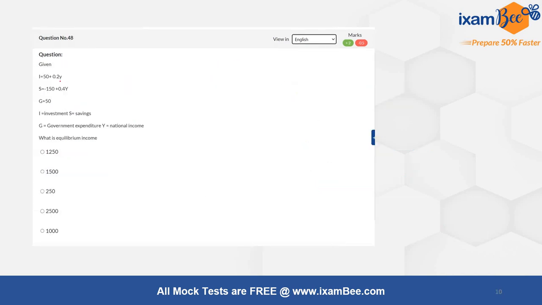Next question is that you are given the investment function, savings function, government expenditures is also given. So you have to find the equilibrium income. So equilibrium would happen where aggregate demand is equal to output. Now aggregate demand would be equal to C plus I plus G. We are given the investment function and the government expenditures. We have to find the consumption function.